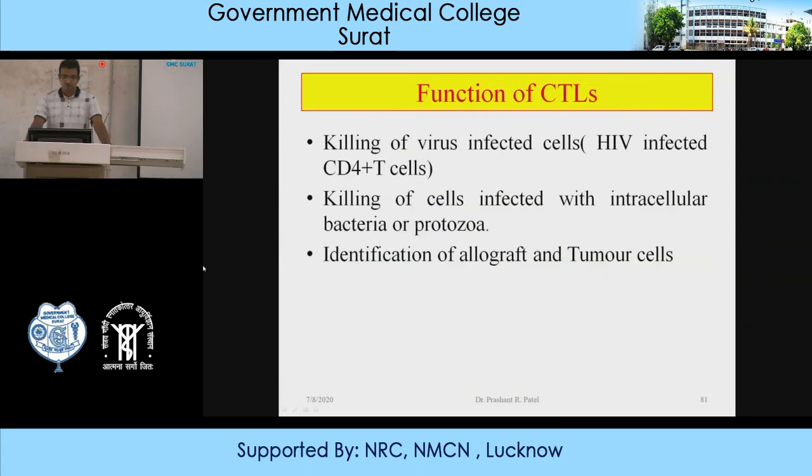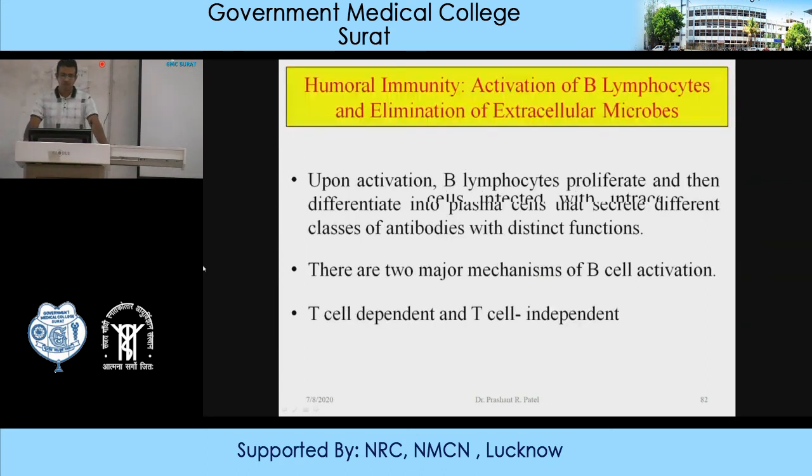The killing of virus infected cells is the main function of these cytotoxic T lymphocytes. It also induces killing of cells infected with intracellular bacteria and protozoa. It also helps in identification of allograft and tumor cells. Then the second type is humoral immunity.